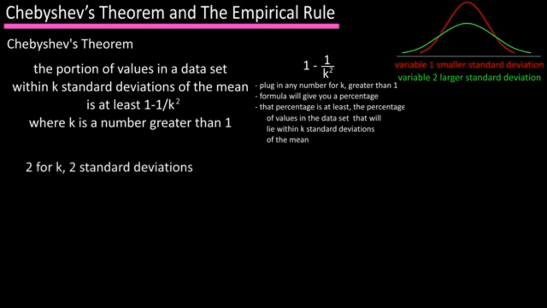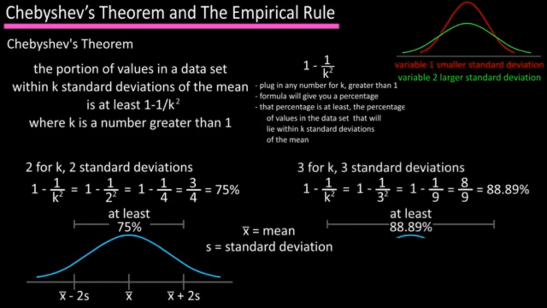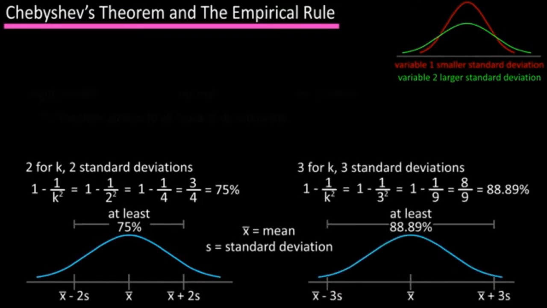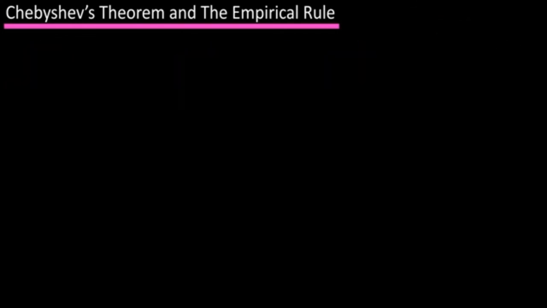For example, if we plug in 2 for k, so 2 standard deviations from the mean, the formula gives us 75%. So at least 75% of the values in the dataset will lie within 2 standard deviations of the mean. And 3 for k, 3 standard deviations from the mean, gives us 88.89%. And this theorem can be applied to any distribution regardless of its shape.